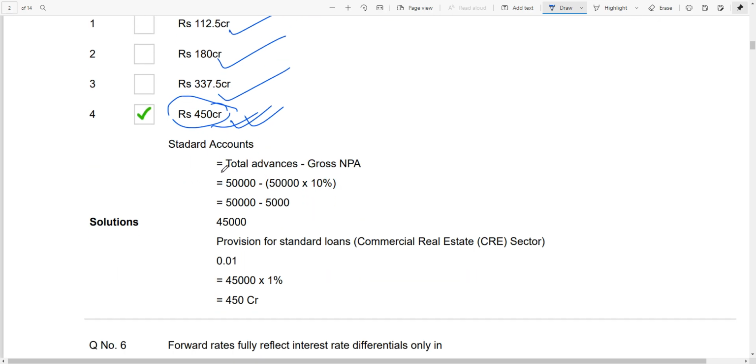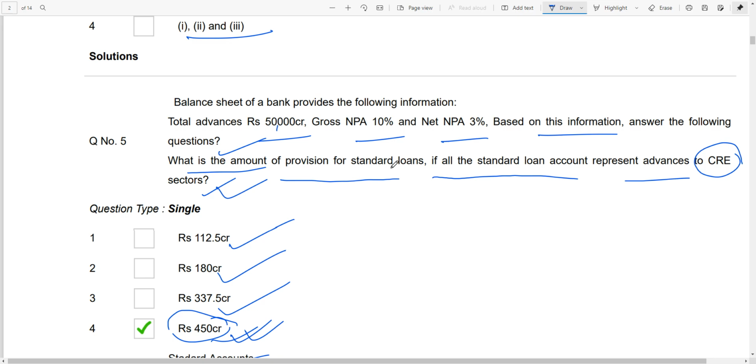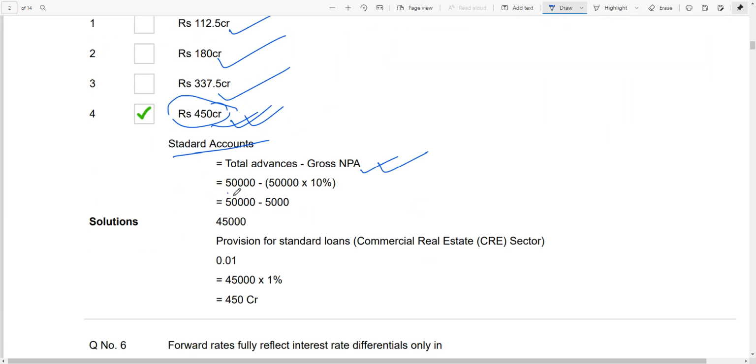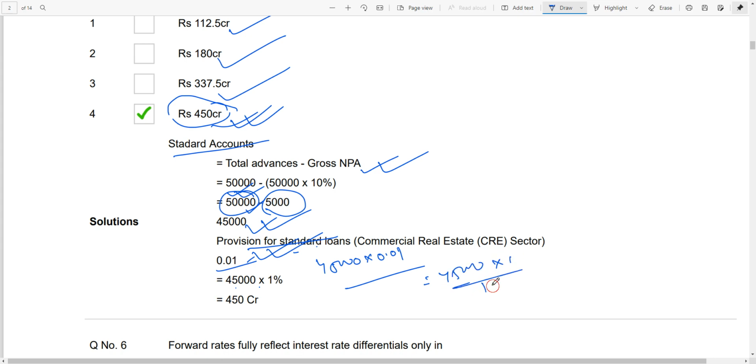Total advance of standard accounts is total advance minus gross NPA. Total advance is 50,000 crore, and gross NPA was 10%, so gross NPA is 5,000 crore. So standard advances are 45,000 crore. Provision for standard loans is 0.01, so 45,000 into 0.01. If you change it into percentage, it will be 45,000 into 1 divided by 100. So 450 crore. The correct answer is 450 crore.